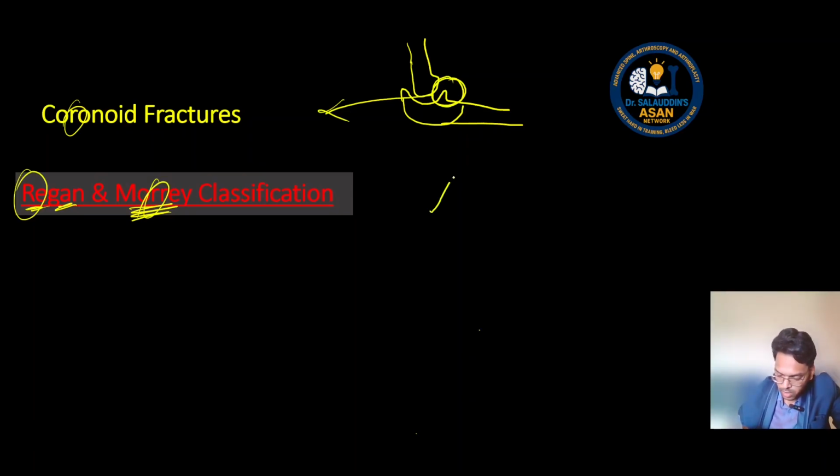So where is the coronoid process? This is the olecranon, this is the distal humerus, this part is the coronoid process. So coronoid process fracture can be simply divided based on the amount of the fracture. Simple tip, if only the tip is fractured, it is an avulsion. Otherwise it is less than or more than 50%, or complete fracture of the coronoid process. This is the simple Regan and Murray classification.